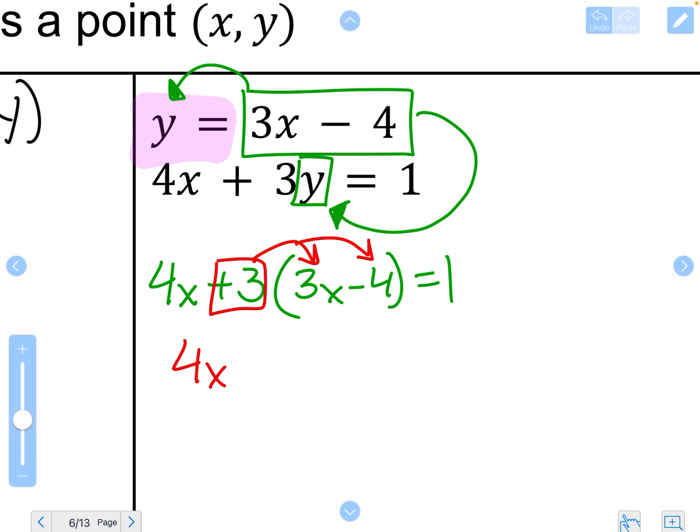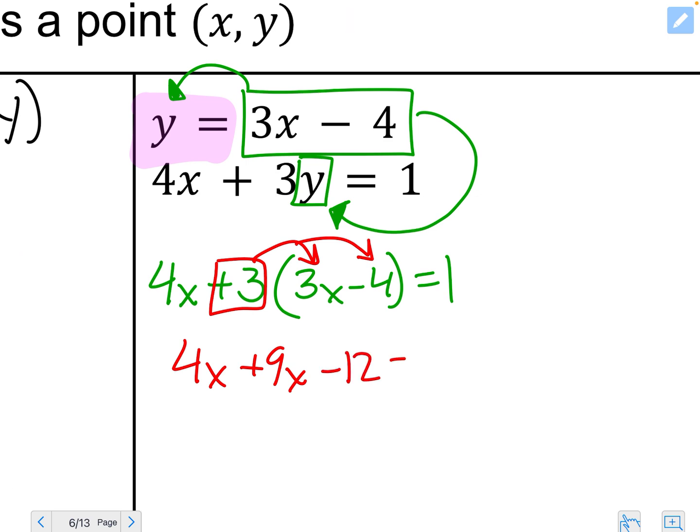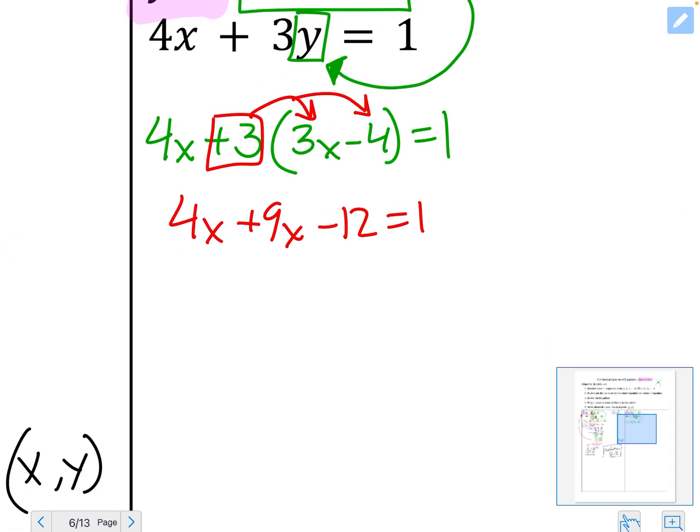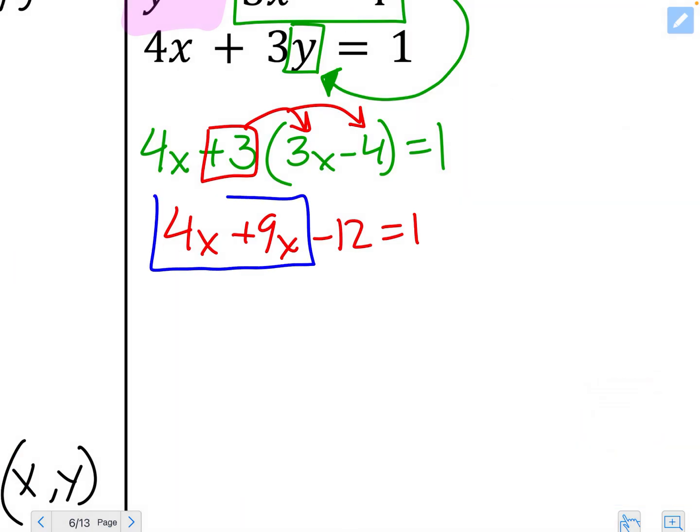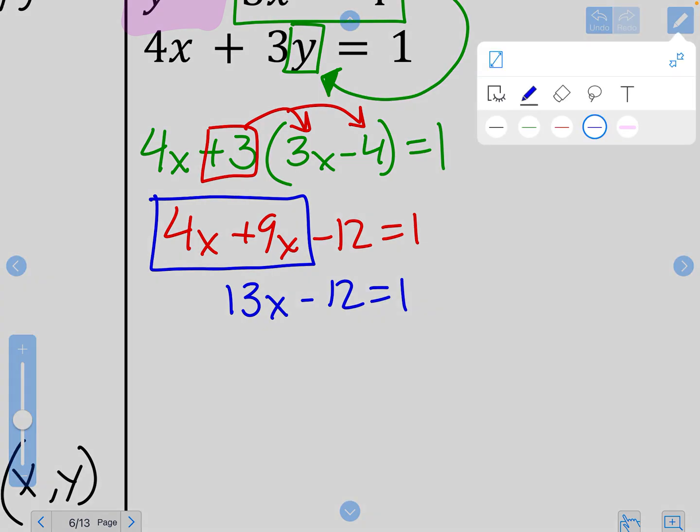So 4x, and then a 3 times 3x is going to be a positive 9x. 3 times a negative 4 is going to be negative 12. And that equals 1. So again, now I need to combine my like terms. So my like terms have the same variable or they don't have a variable at all. So 9x and 4x is 13x minus 12 equals 1.